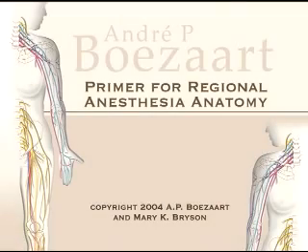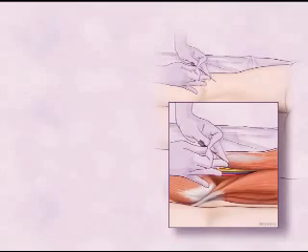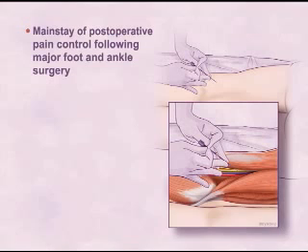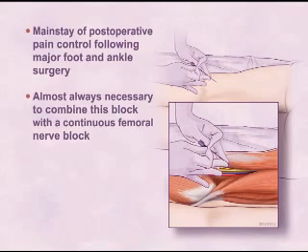It is advisable to study the appropriate essential anatomy as outlined in the Primer of Regional Anesthesia Anatomy before studying the continuous popliteal approach to the sciatic nerve. The continuous popliteal approach to the sciatic nerve is used for postoperative pain control following major foot and ankle surgery, and it is almost always necessary to combine this block with a continuous femoral nerve block, which will cover the medial aspect of the lower leg and the medial aspect of the ankle and foot.